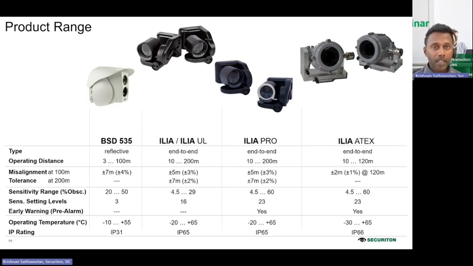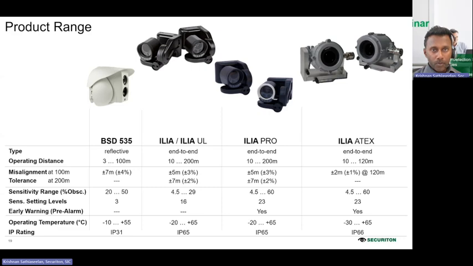So for a normal application, a non-hazardous zone or non-harsh environment, BSD 535 will be suitable to be used with a distance of 3 up to 100 meters. And with the IP31, it's suitable for a normal application. When we're talking about recycle plants, which is our main topic for today, then we opt for ELIA and ELIA UL as well as ELIA Pro together with ELIA ATEX, depending on the classification of the recycle plant.